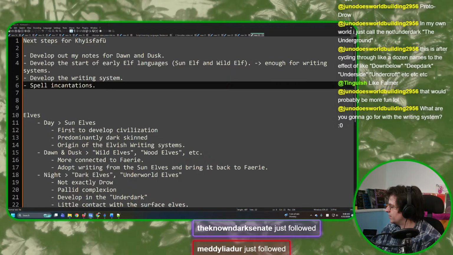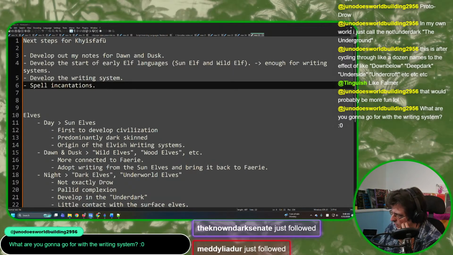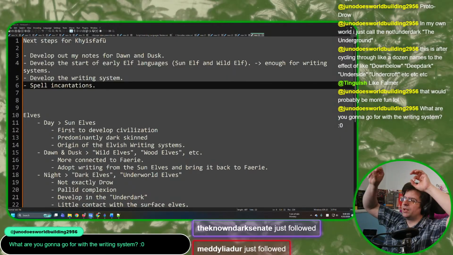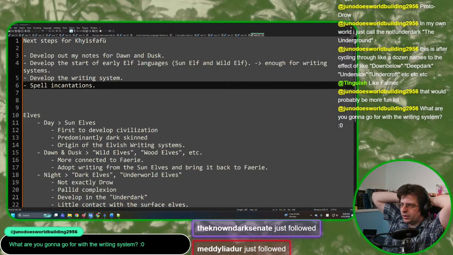Juno, what are you going to go with for the writing system? So my idea, there's a couple of sides to that. In contrast to Ndekuga, which was Ogham based and had very straight lines, I want something more curvy, maybe something similar to a palm leaf script aesthetically. And then with the actual system, I want it to be an abugida. Because I did an alphabet for Ndekuga, I was kind of forced to go with an alphabet. But I think an abugida is where I want to go with this one. I'm going to have to see how that jives.